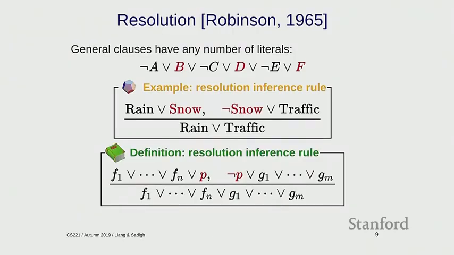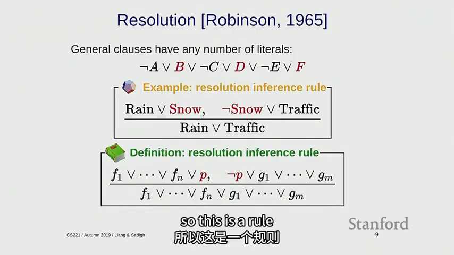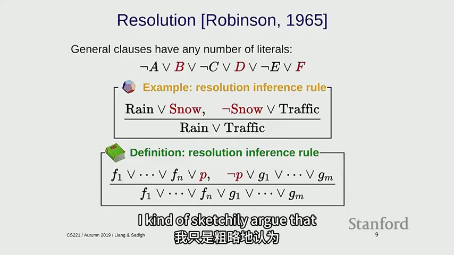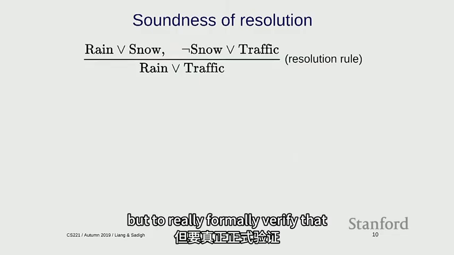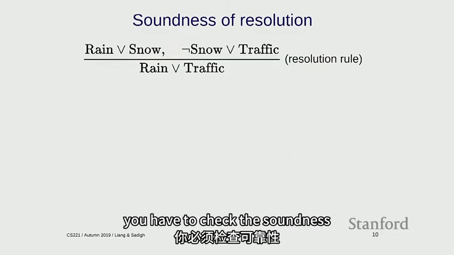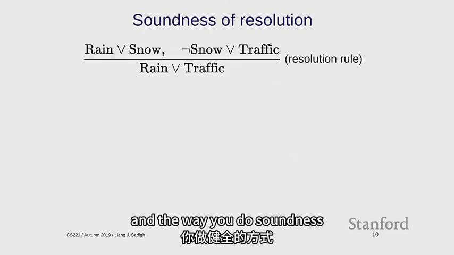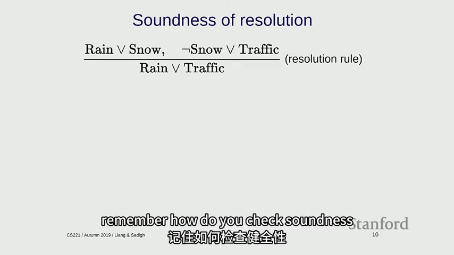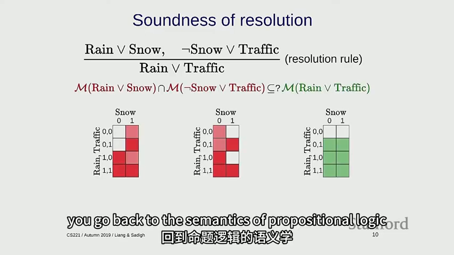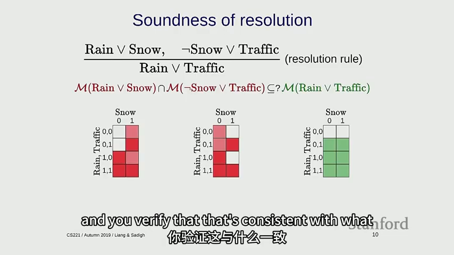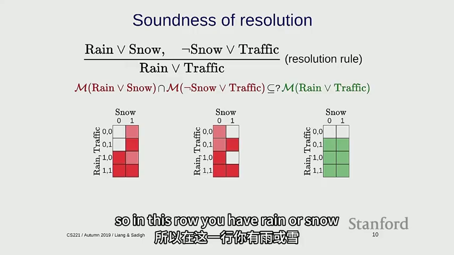Okay. So this is a rule. I kind of sketchily argue that it's a reasonable thing to do. But to really formally verify that, you have to check the soundness. And how do you check soundness? You go back to the semantics of propositional logic, and you verify that that's consistent with what resolution is trying to do. So in this rule, you have rain or snow.